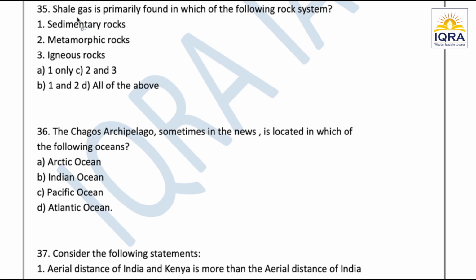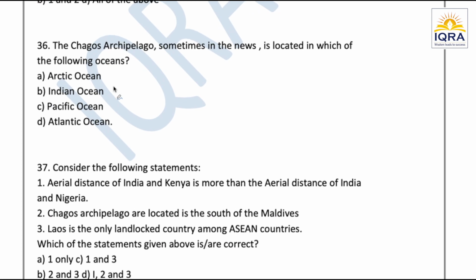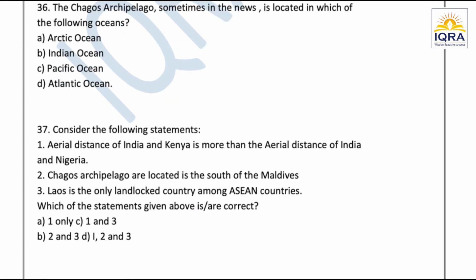Now, coming back to our question, so shale gas formation, shale formation, which is composed mainly of clay-sized mineral grains, are most abundant in sedimentary rock. Hence, our option A becomes the correct answer. Okay? Moving on to the next question, question number 36.